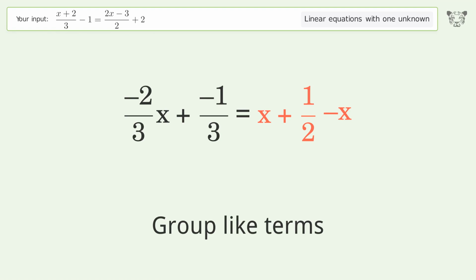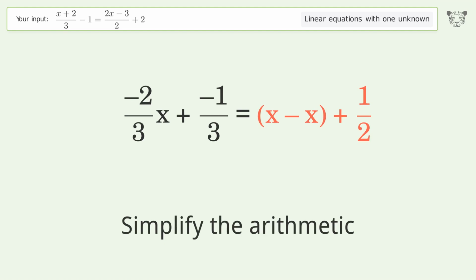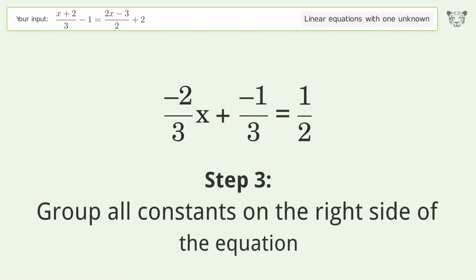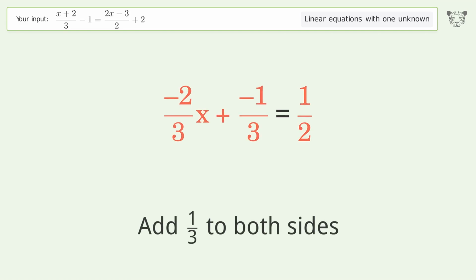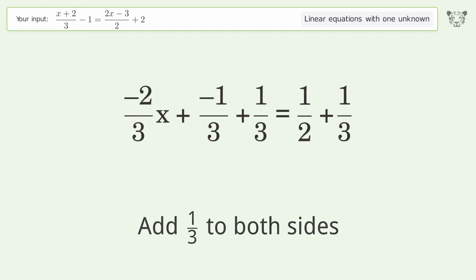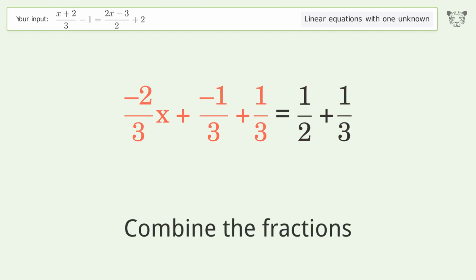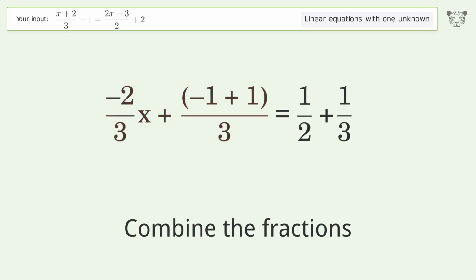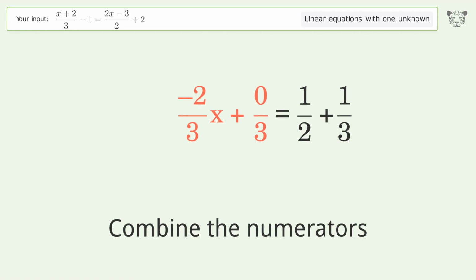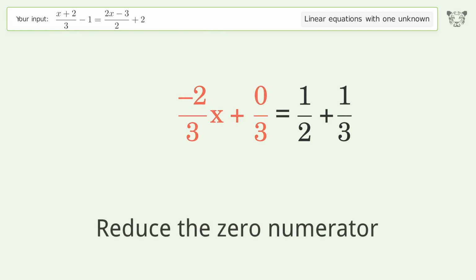Group like terms. Simplify the arithmetic. Group all constants on the right side of the equation. Add 1/3 to both sides. Combine the fractions. Combine the numerators. Reduce the zero numerator.